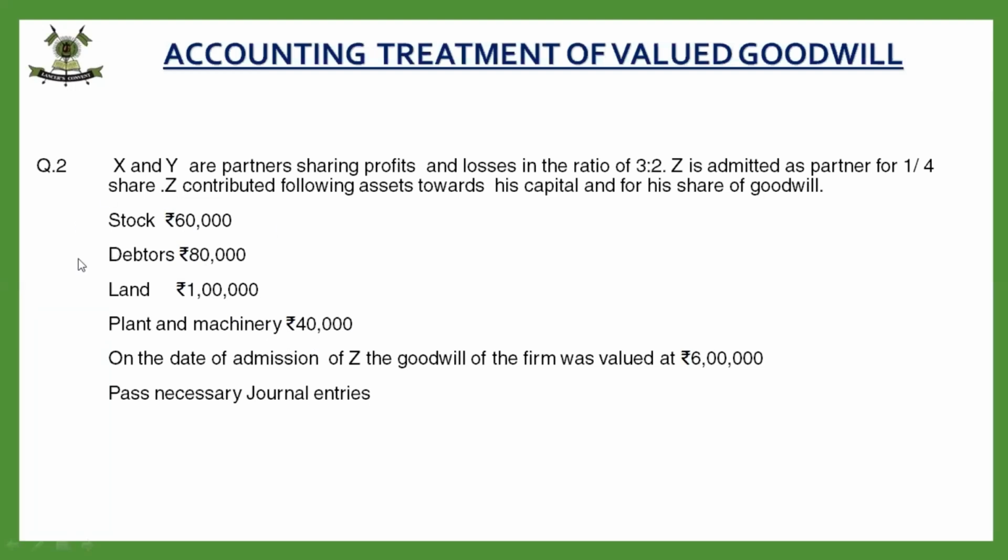Out of this, 1,50,000 is on account of his share of goodwill. That means the remaining 1,30,000 he is bringing for capital.